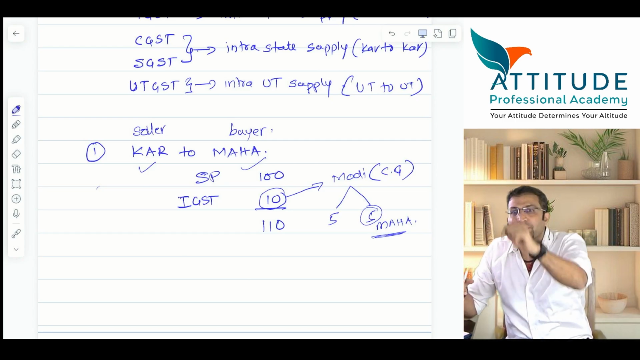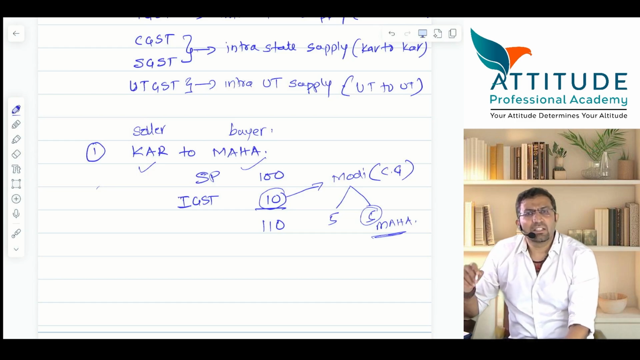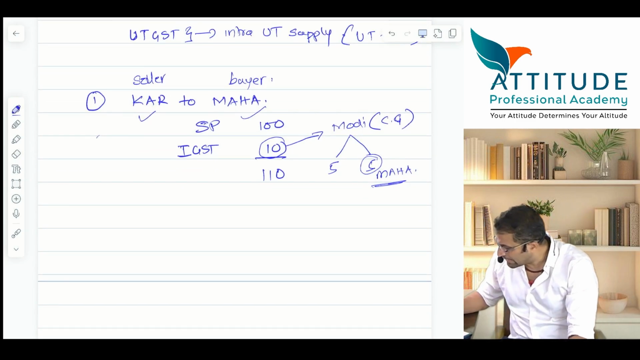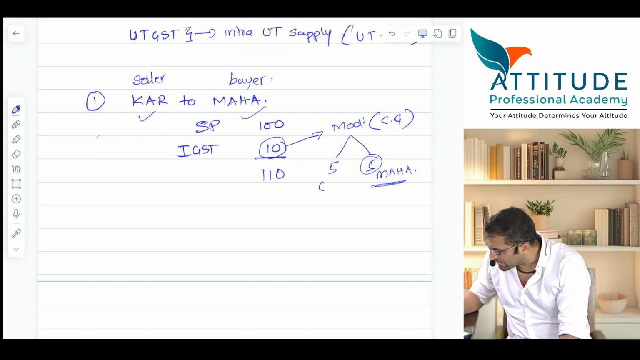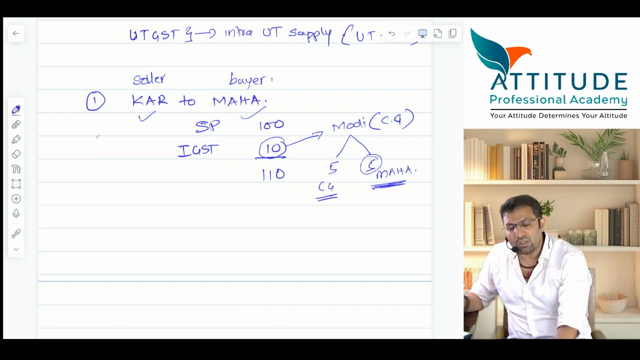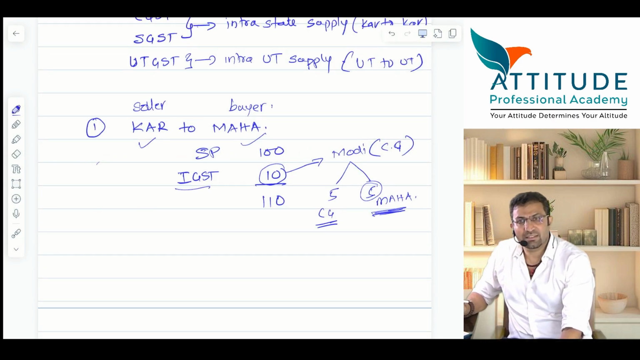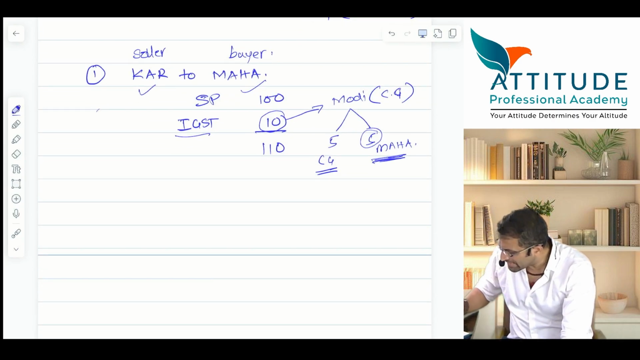Those states will develop. Is that clear? So this is consumption based tax. What? Okay, very good. Is that clear? So 5 rupees remains with central government. 5 rupees goes to Maharashtra. It is Integrated. What is it? Integrated. Is that clear? Second example.